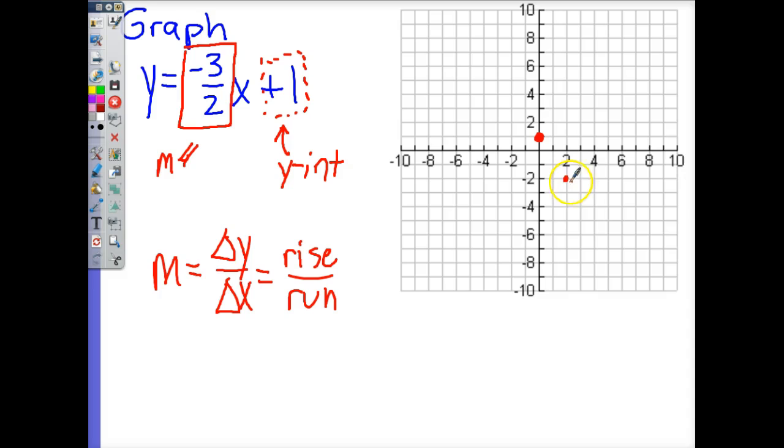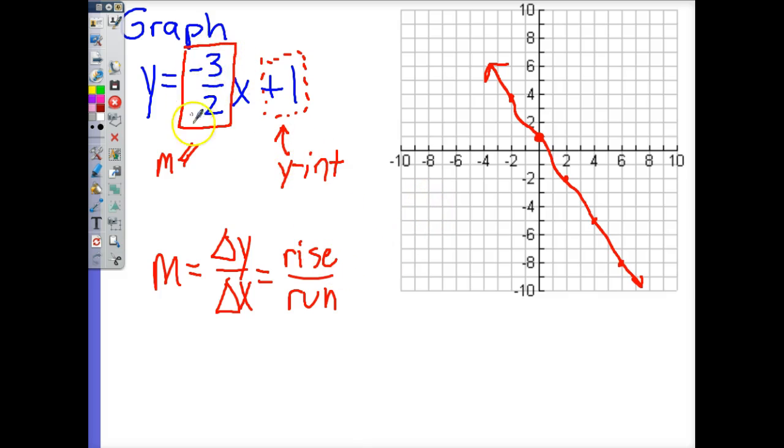I can do that as many times as I need. 1, 2, 3, 1, 2. You can even go the other way. Negative 2, 1, 2, 1, 2, 3. You can see how that's on the same line. And then you can connect the line. I'm going to do my best with this. Excuse my bad line here on this pen that I draw on the computer with.